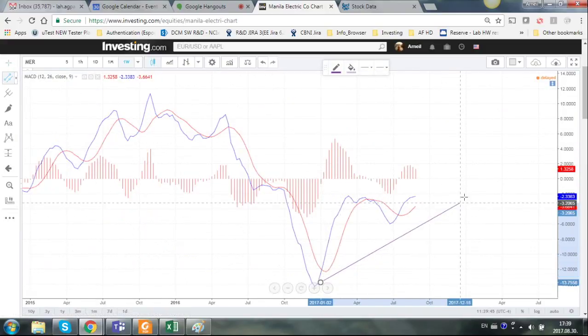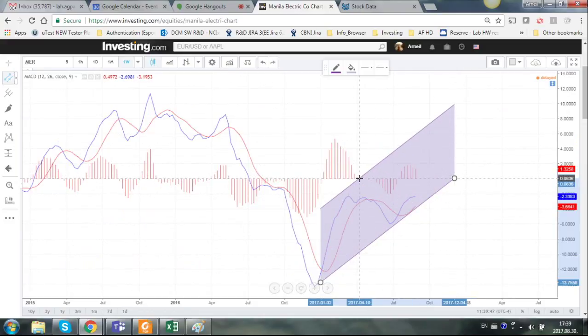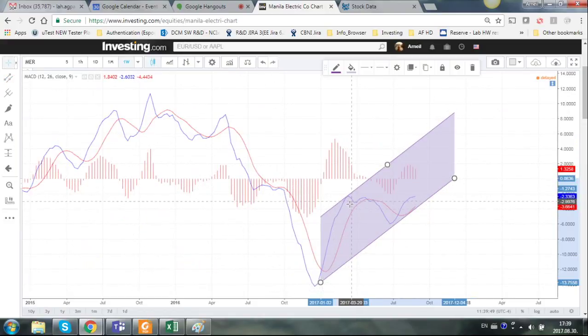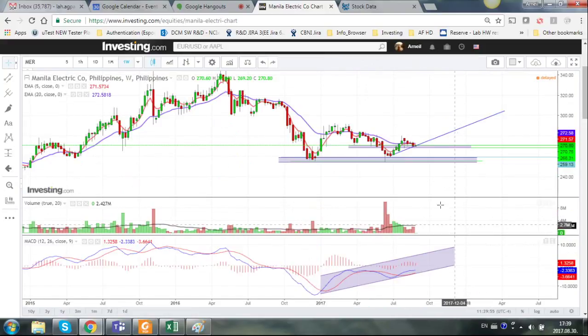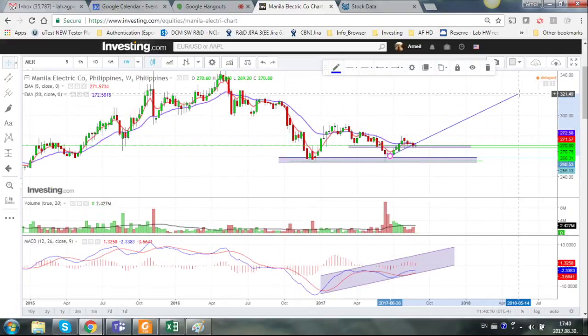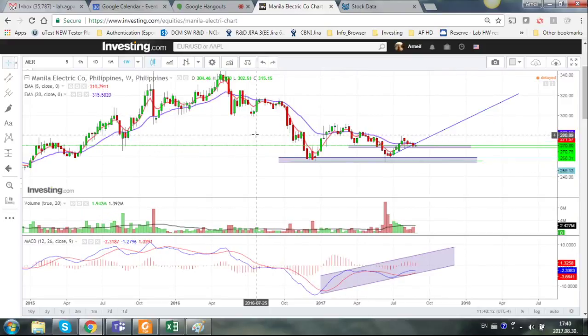I-connect mo yung point na yan dito at saka dito sa other end of the chart. So this is pointing up, which means that momentum is going up. So, possibility from this point to this point, and this point, flat lang siya, diba? Pero MACD is indicating upward momentum. So, it can happen that we are actually going up later. Kasi MACD is indicating the movement of the price.